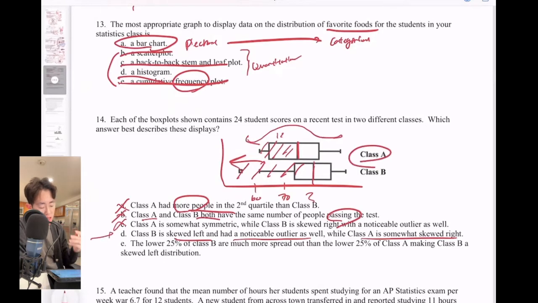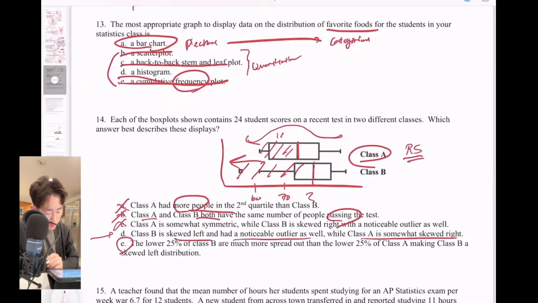So D kind of talks about shape, but remember what I told you about the box plots? The shape is never determined 100% from box plots, even though you can say Class A is roughly symmetric, and the College Board will not take off points for that, because you have enough reason to say that in the first place. But at the end of the day, please remember, with box plots you can never tell shape 100%. Now the correct answer here will be E.